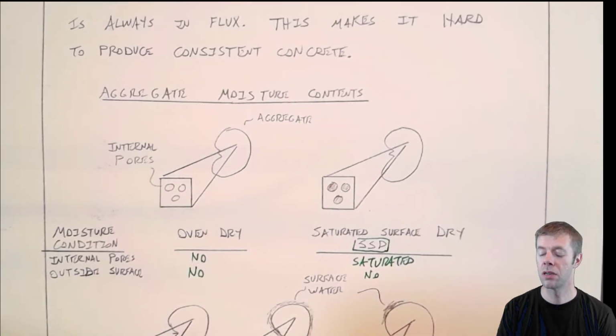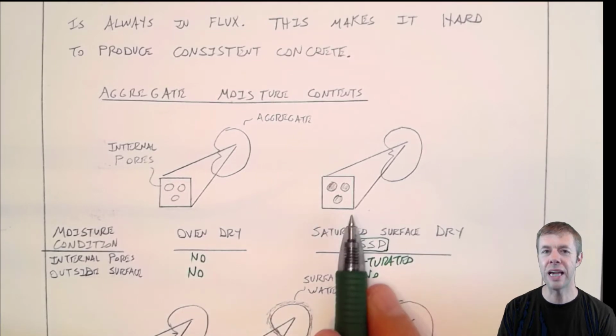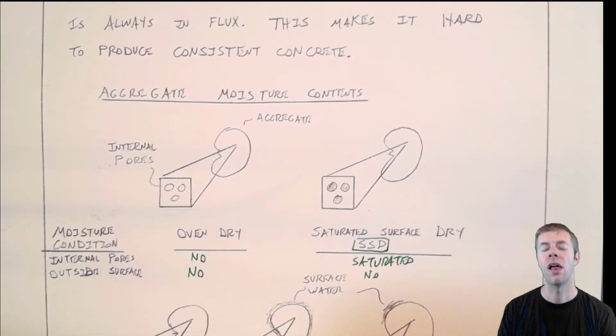Crazy important aggregate moisture content because inside a concrete mixture, inside the mixer, the aggregates are going to get to this place. That's why it's so important. And that's why we use this moisture content to design our concrete mixtures. We design them to be at SSD because in the mixer, they will be at saturated surface dry.